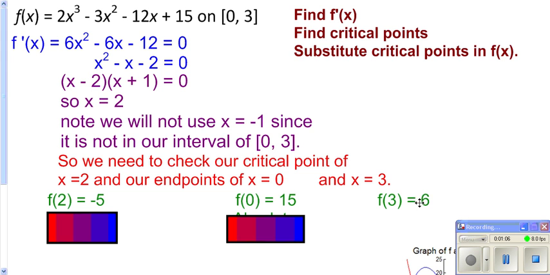Well, the smallest of these three numbers that we have here, the smallest would have to be your minimum. The largest would have to be your maximum.